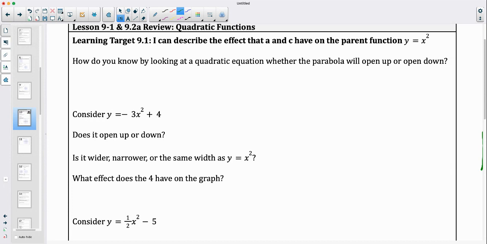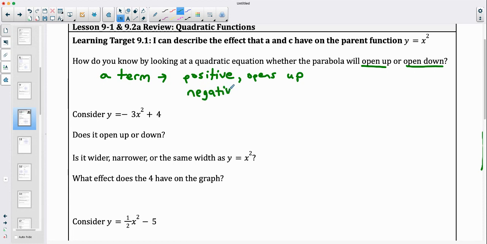So how do you know by looking at a quadratic whether the parabola will open up or open down? That is looking at the A term, okay? You look at the A term. If it's positive, that means it opens up. If it's negative, then it opens down. So that's one thing that the A term controls.